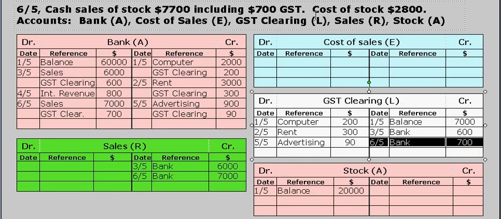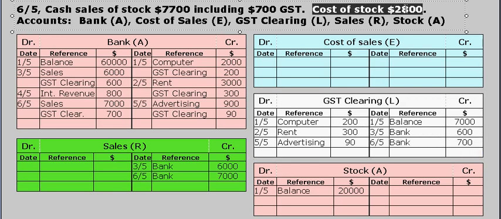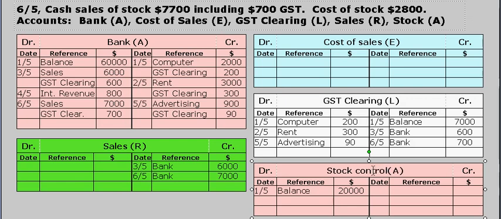But we haven't finished yet, because we have to record the cost of sales or cost of stock, $2,800. This is the cost price of the stock that's now gone. That means we have less stock on hand. Let's just change the name of that account to stock control. And we're going to reduce the stock asset by a credit entry. So we're going to write the dates, 6/5. We're going to write cost of sales, which is $2,800. We've made a credit entry there in the stock account.